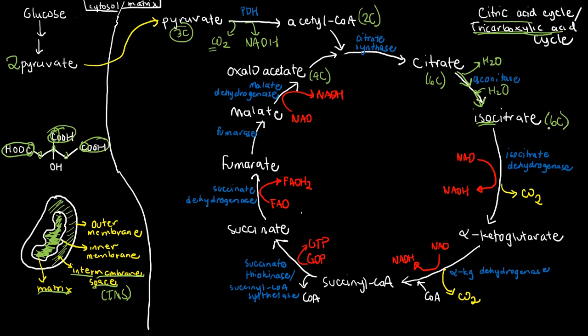Now, in the next step, we have isocitrate being converted by isocitrate dehydrogenase into alpha-ketoglutarate, which is a 5-carbon compound.